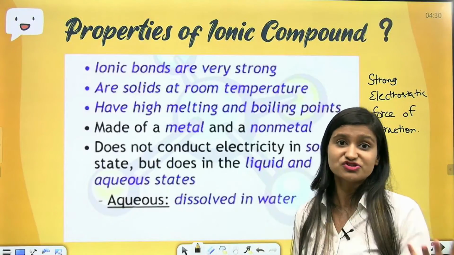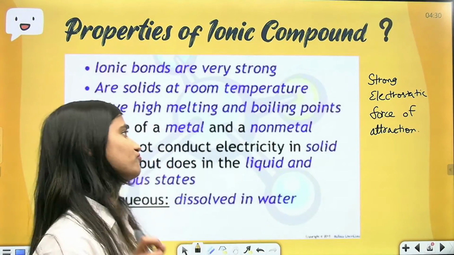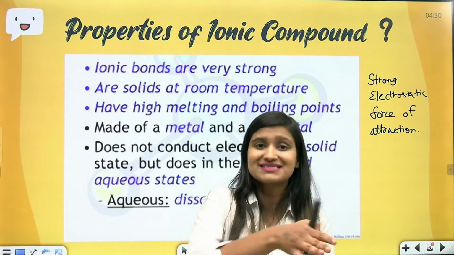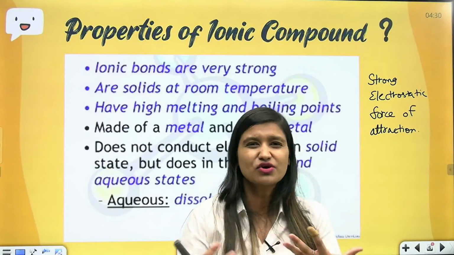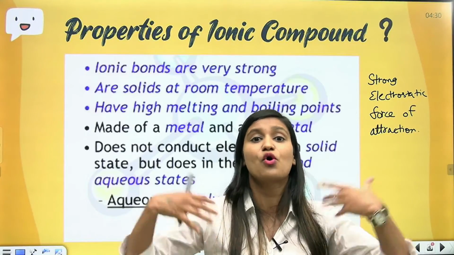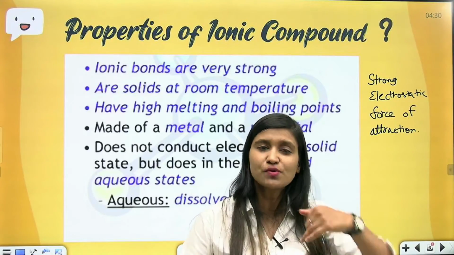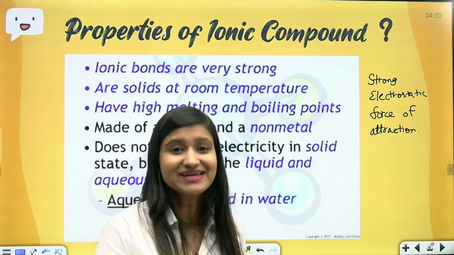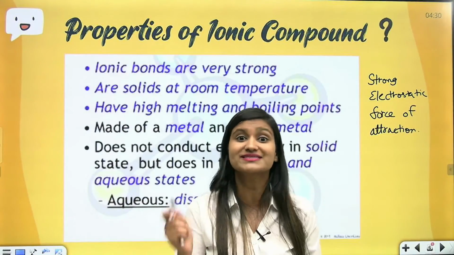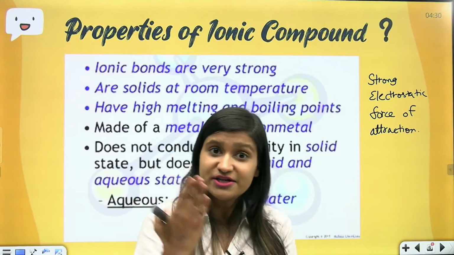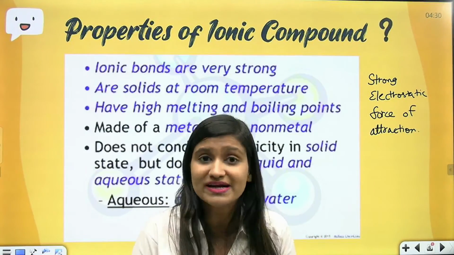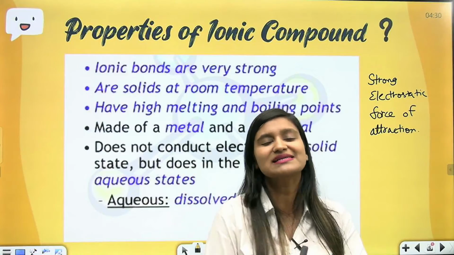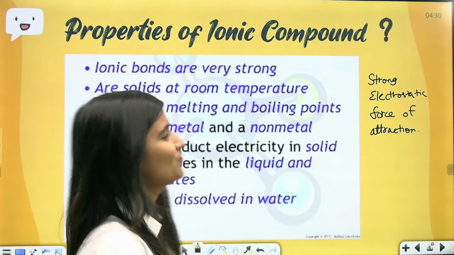Now again, if you have such strong forces of attraction, what will happen? The compound which has ionic bonding in itself is not going to melt easily. It's not going to boil easily, right? Because whenever you melt or boil something, you need to break the bonds between them. You already have such strong forces that they are very difficult to break down. So as a result, they will automatically have a high melting and boiling point, quite obvious, no?